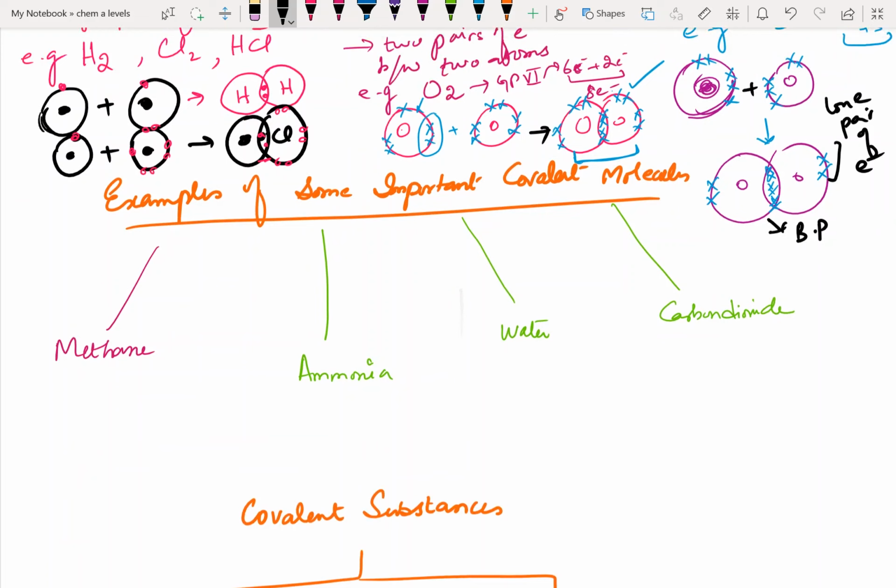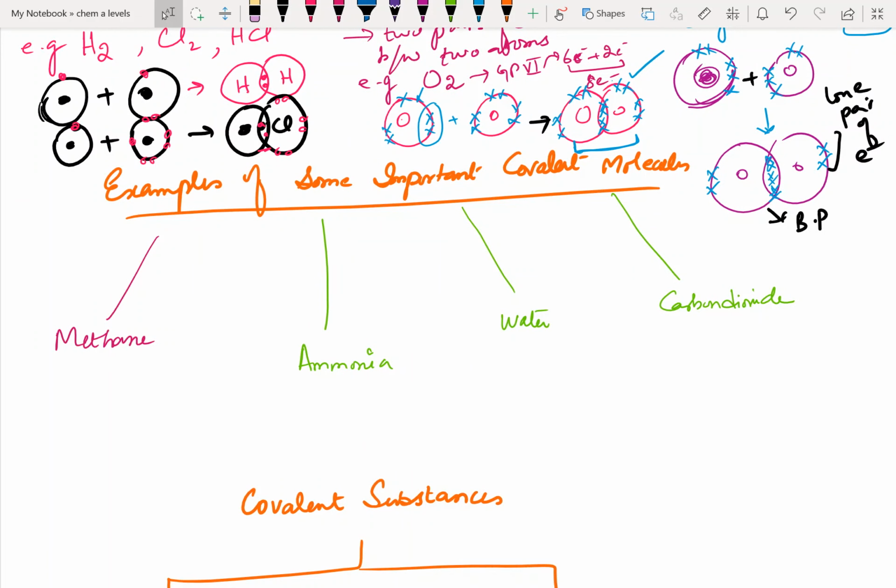Okay, let's talk about the examples of some of the important covalent molecules. Methane: if you have to draw the structure of methane, it is CH4, one carbon. First of all, once again you have to work on each atom forming that compound. Carbon belongs to group 4. It means it has 4 electrons of its own. It needs 4 more to complete its octet, and hydrogen belongs to group 1.